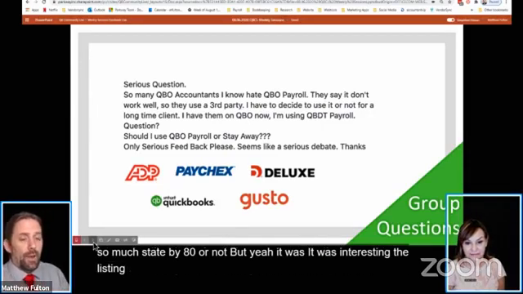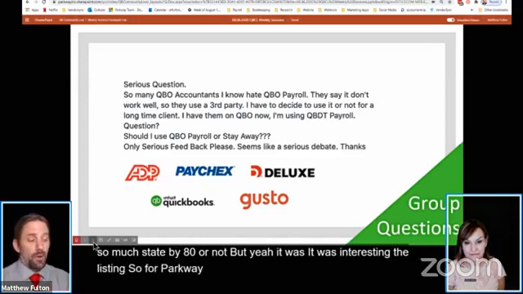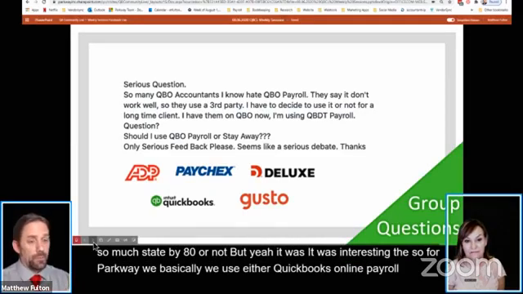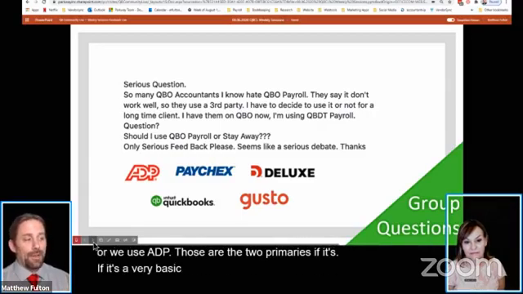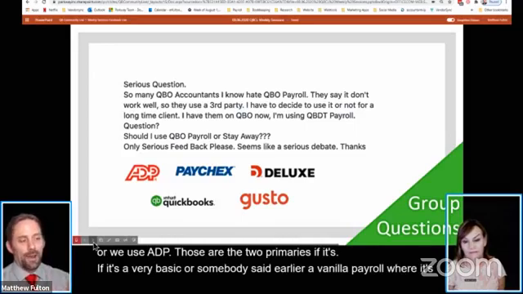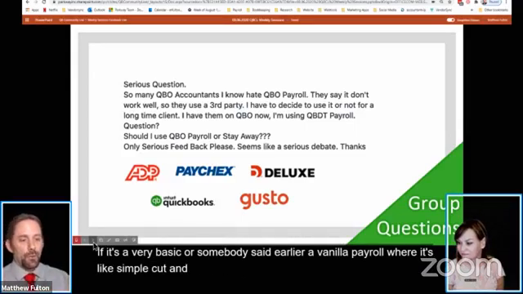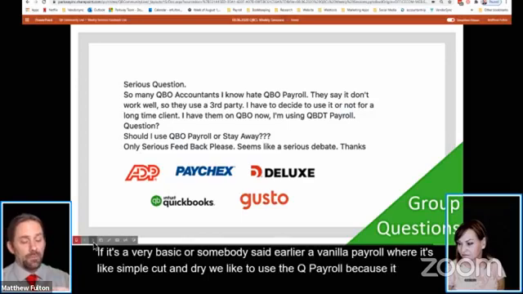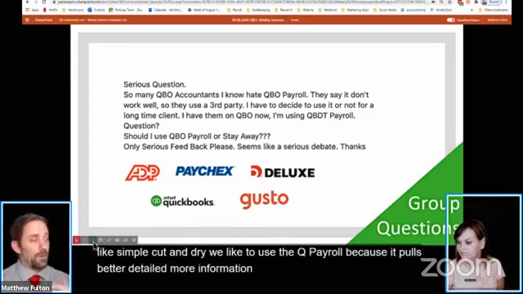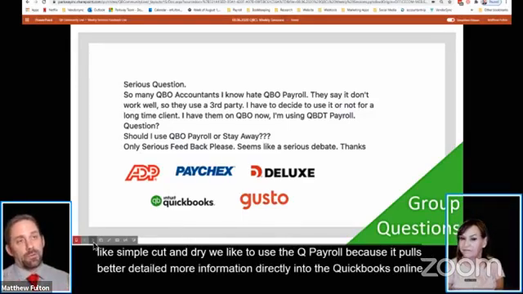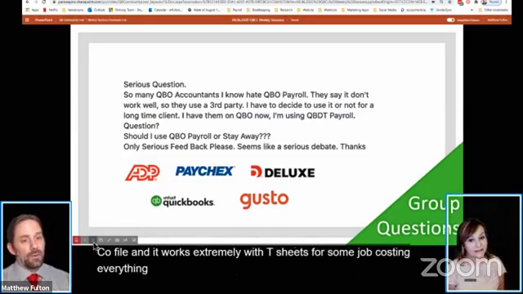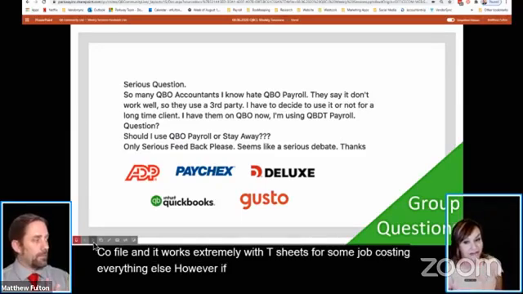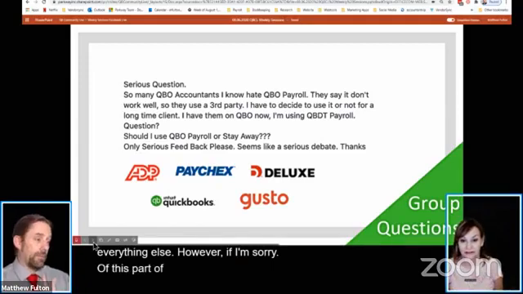For Parkway, we use either QuickBooks Online Payroll or we use ADP. Those are the two primaries. If it's a very basic, or as somebody said earlier, a vanilla payroll, simple, cut and dry, we like to use QBO payroll because it pulls better detailed information directly into the QuickBooks Online company file. It works extremely well with T-Sheets for job costing and everything else. T-Sheets is now part of some of the packages with QuickBooks Online.